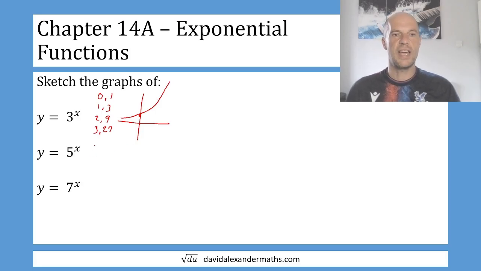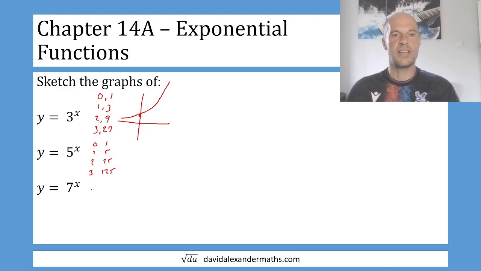Let's have 5 to the x, so 0, 1, 2, 3. So 5 to the 0 is 1, 5 to the 1 is 5, 5 squared is 25, 5 cubed is 125. So we can see that y equals 5 to the x is also going through the point 0, 1, but although the x's are going up in ones, the y is getting even more out of control, so this would mean it's getting even steeper than y equals 3 to the x.